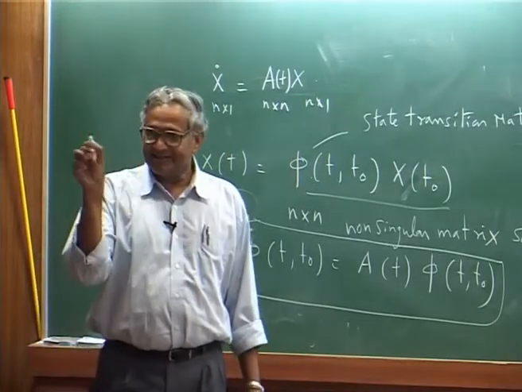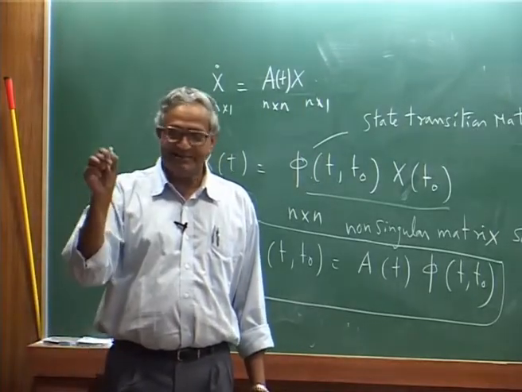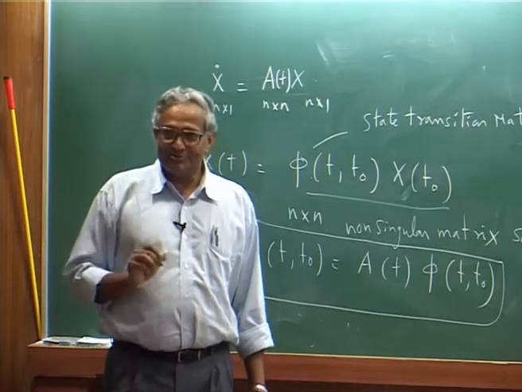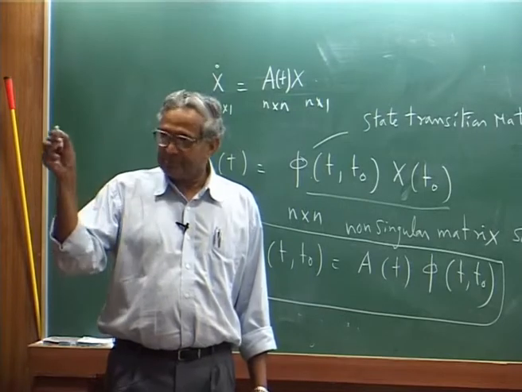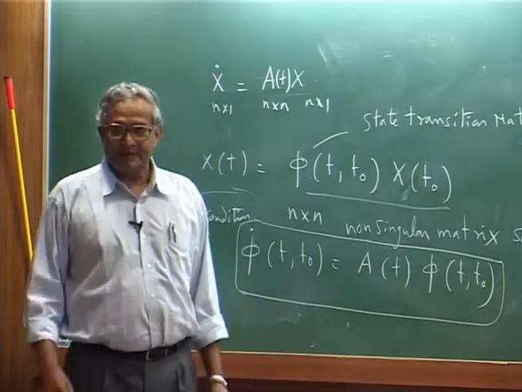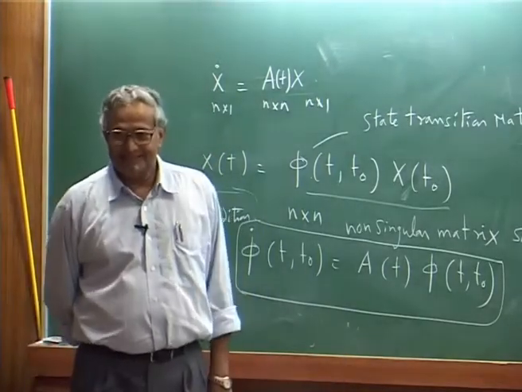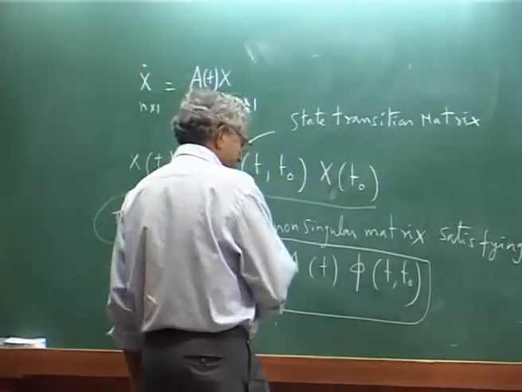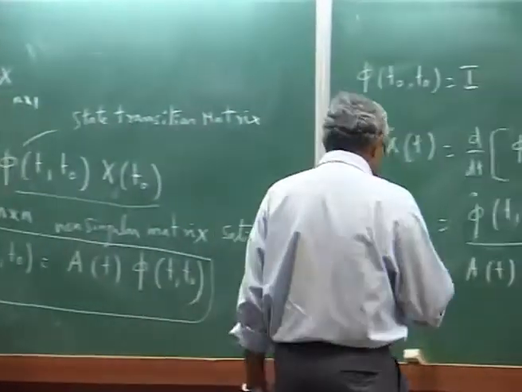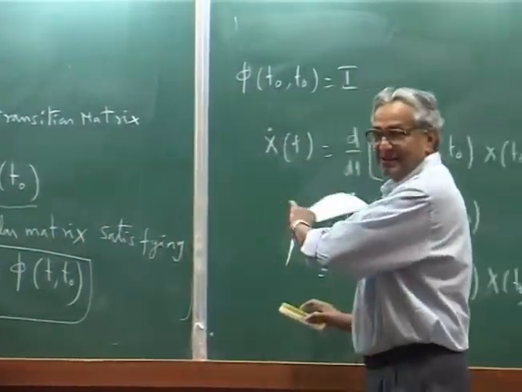In the single case, we put the integral from t0 to t of a of tau d tau. Can we do the same thing here? You can do it, provided I will show some condition is satisfied, otherwise you cannot do it. Is it clear? I will erase this part.